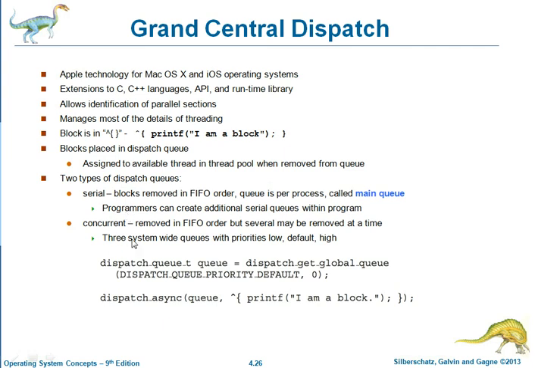Blocks placed on a concurrent queue are also removed in first in, first out order, but several blocks may be removed at a time, thus allowing multiple blocks to execute in parallel. There are three system-wide concurrent dispatch queues, and they are distinguished according to priority. So we have low, default, and high. Priorities represent an approximation of the relative importance of blocks. Blocks with a higher priority should be placed in the high priority dispatch queue.